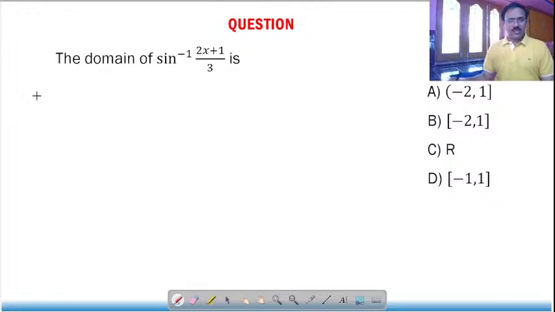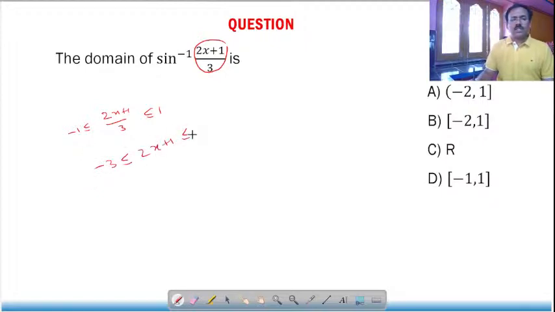The next, friends. This question: the domain of sine inverse of (2x plus 1) by 3. It's a very ordinary question. (2x plus 1) by 3 must be between minus 1 and 1. Multiply by 3: minus 3 less than or equal to 2x plus 1 less than or equal to 3. Subtract 1: minus 4 less than or equal to 2x less than or equal to 2. Divide by 2: minus 2 less than or equal to x less than or equal to 1. Minus 2 to 1, the closed interval, is the answer, dear friends.